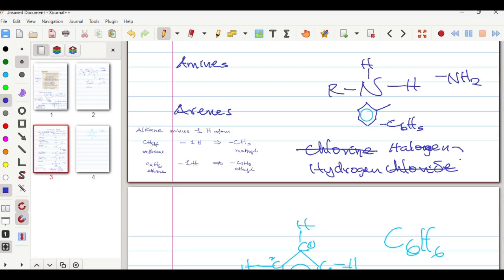I want to name it after the family name now. It becomes halide. Does it make sense? Chlorine, halogen. Yes, sir. Chlorine takes the name from halogen. Chloride takes the name from halides. Does it make sense? Halogen, halide, chlorine, chloride.